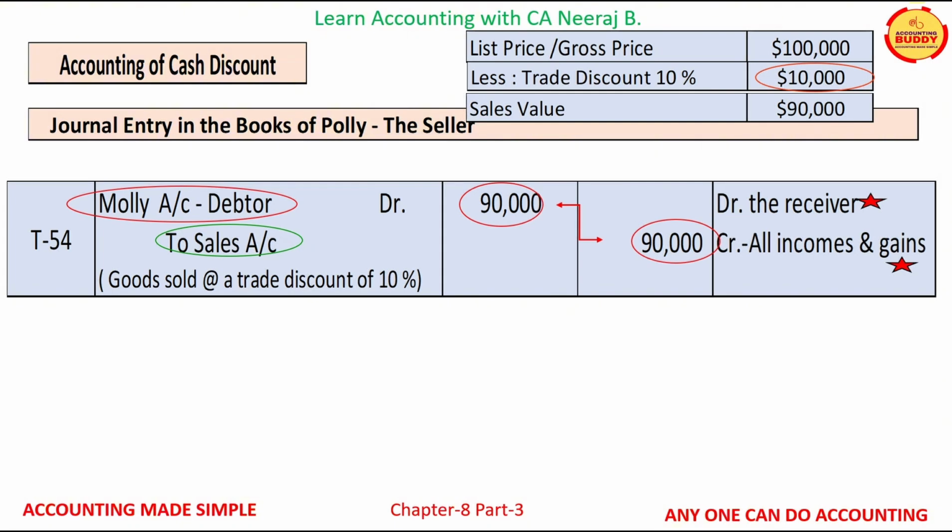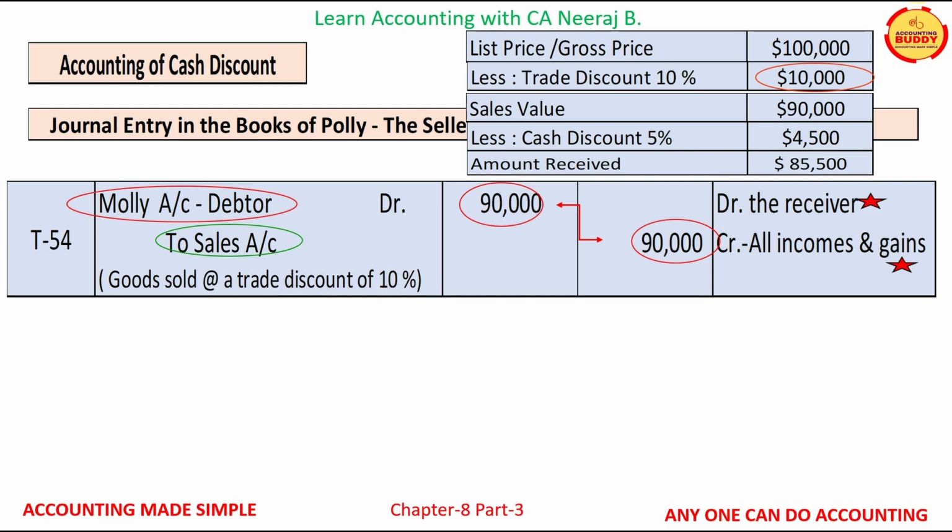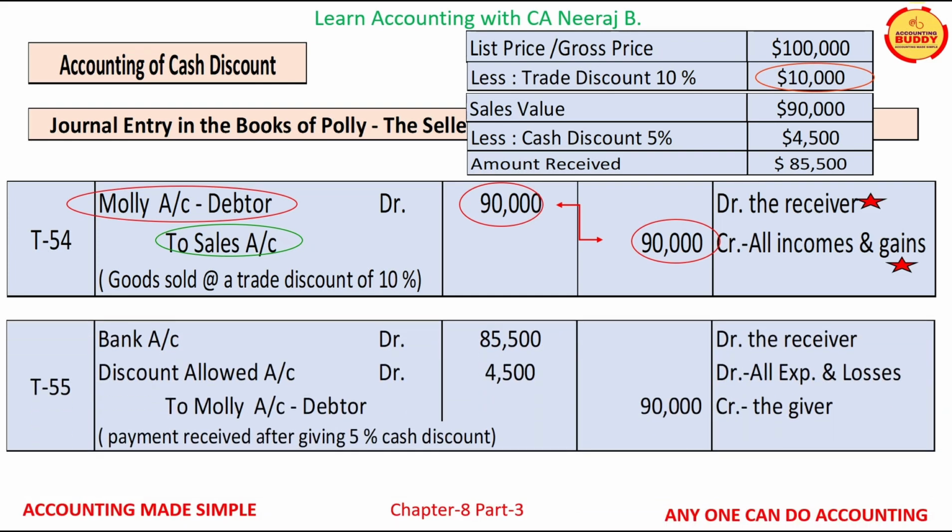In the given transaction, 5% cash discount is allowed, which amounts to $4,500, which means the seller Polly will receive $85,500 to settle the transaction of the value $90,000. The three accounts which are affected by this transaction are bank account, discount allowed account, and Molly's debtor account. Bank account is a personal account, therefore, under the rule of debit the receiver, it will be debited with the actual received amount of $85,500.